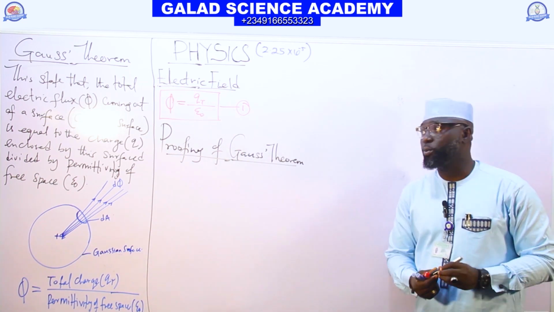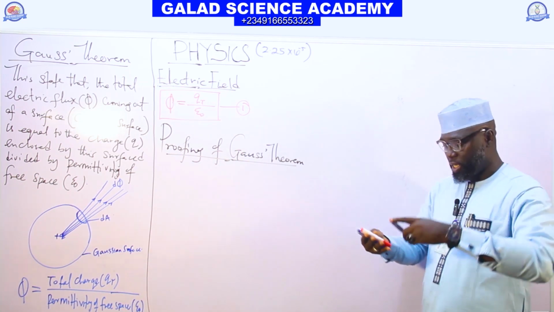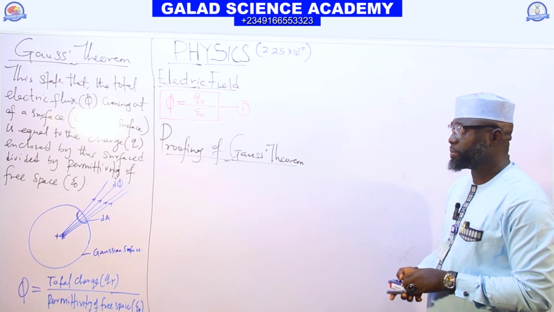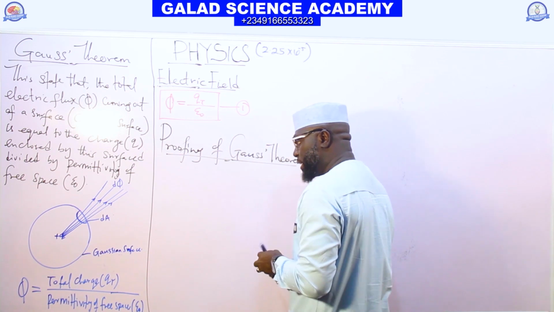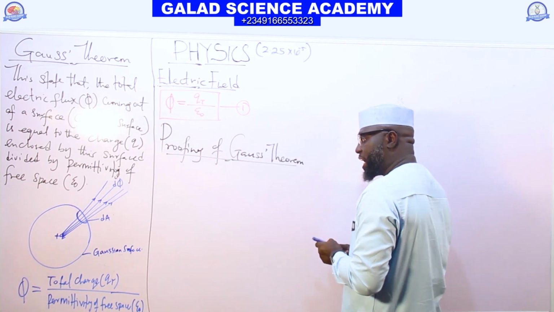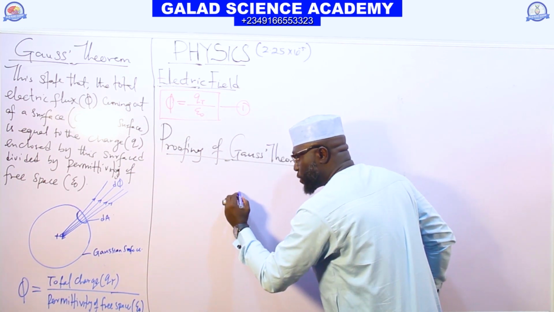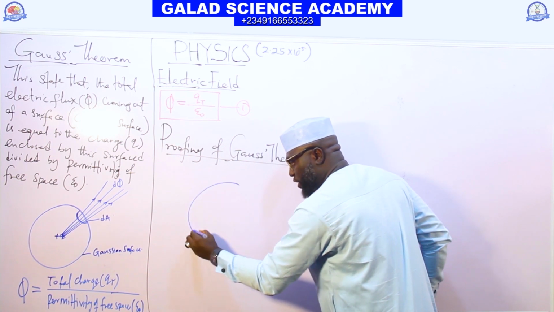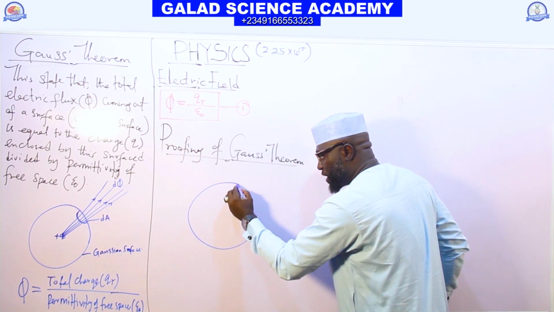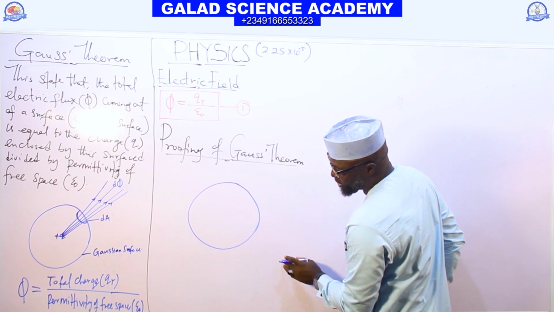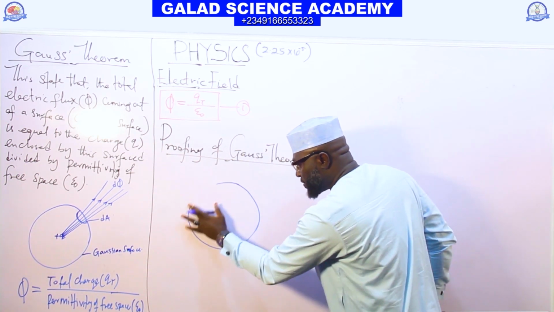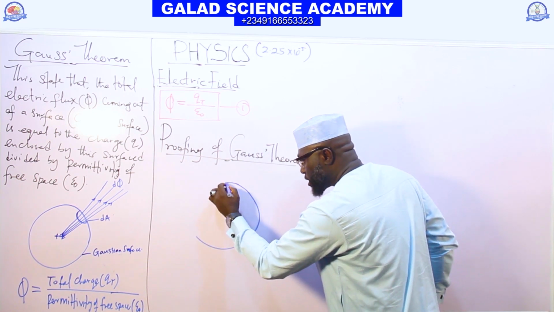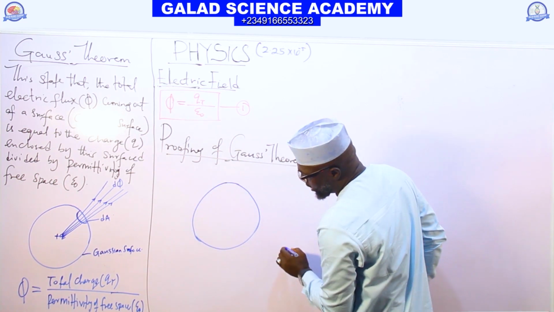So let's look at proving Gauss theorem. In the proving of Gauss theorem, I would like to redraw this diagram again. If I redraw the diagram in this form, we have a Gaussian surface. So if this is the Gaussian surface, don't mind my circle. Assume this is a Gaussian surface.